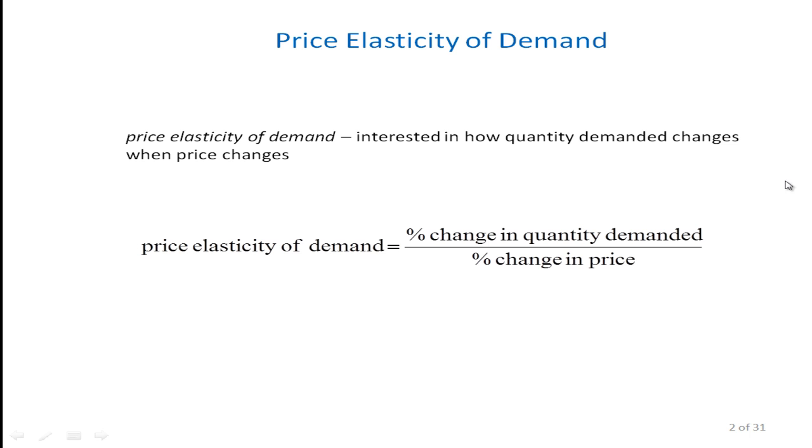Now, there are a lot of different elasticities we can look at, but let's look at the most basic one, or the most common one in economics, and that's the price elasticity of demand. Here we're interested in how quantity demanded changes when price changes. And so in this case, quantity demanded is A, and the change in price is B. So we define that to be the percentage change in quantity demanded divided by the percentage change in price.